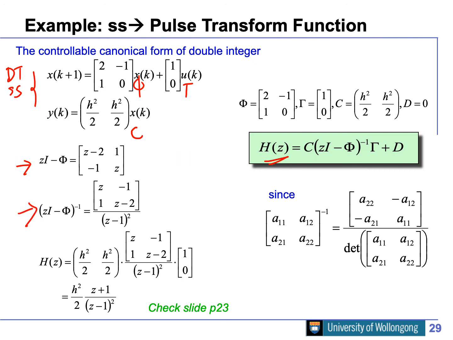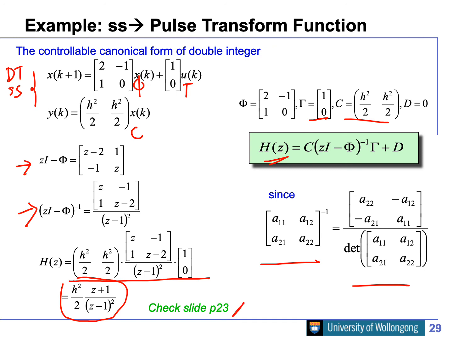Again, we got this 2 by 2 matrix inverse calculated over here. That's just the inverse, a 2 by 2 matrix with a denominator over here. Then you have to multiply with C, which is this thing. Then multiply with B, which is this thing. So just multiply this thing together. And we got H(z) is half h squared times (z plus 1) over (z minus 1) squared.